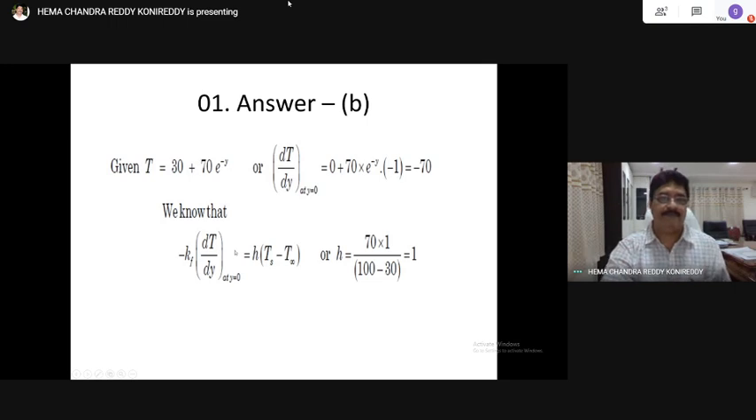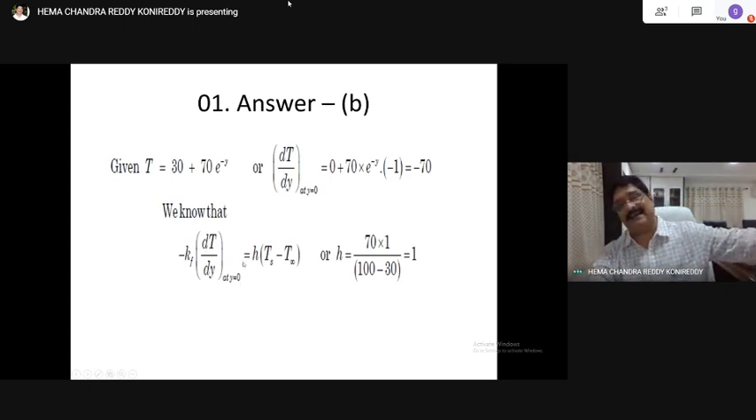Very simple. And what is heat transfer? I assume unit area, let me say. Q is equal to minus K of the fluid into dT by dy at y equal to 0. That's equal to Q convection. Q convection is equal to Q conduction.